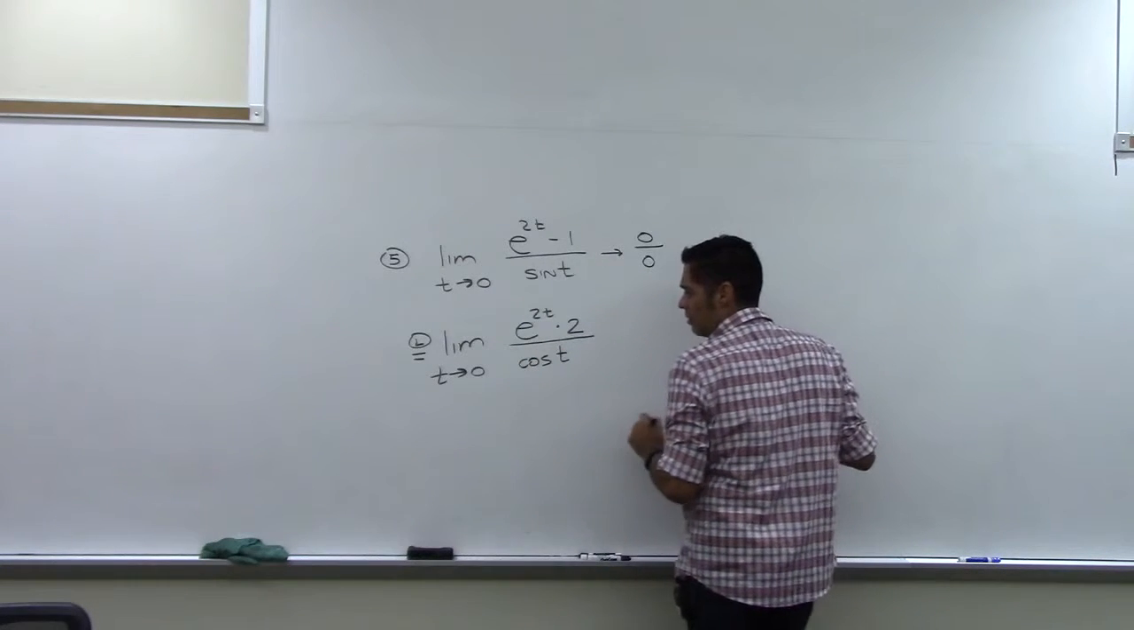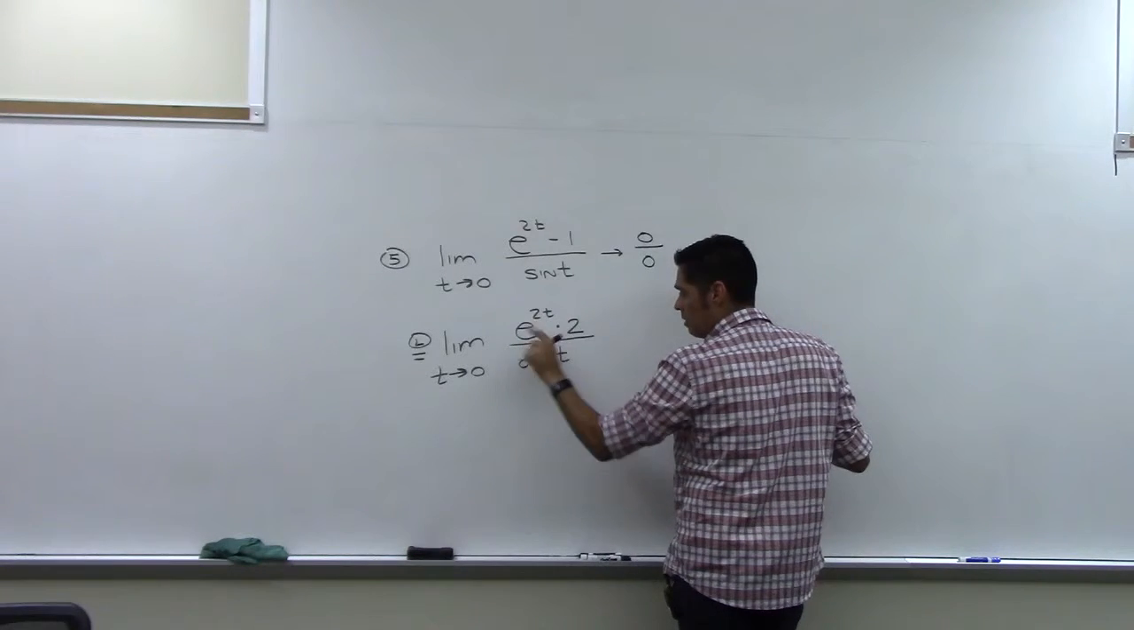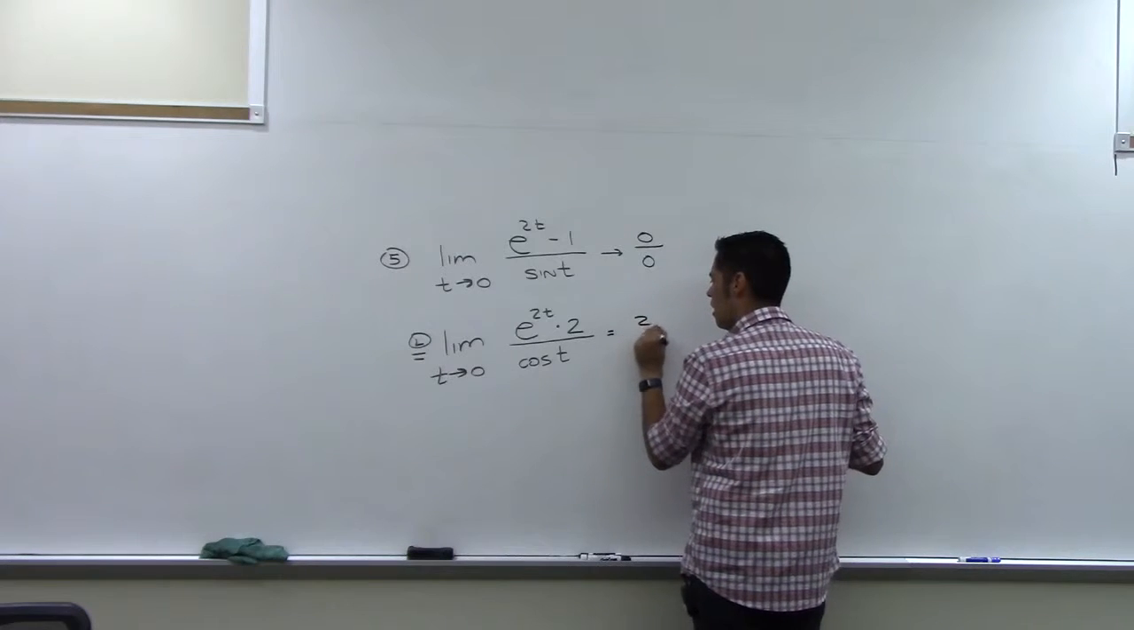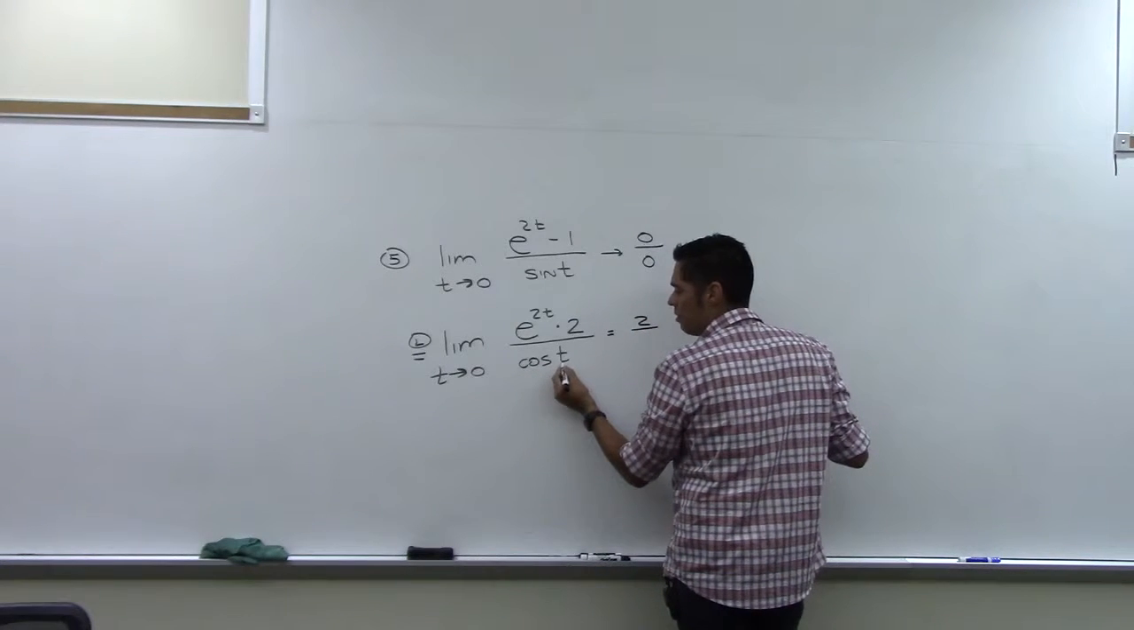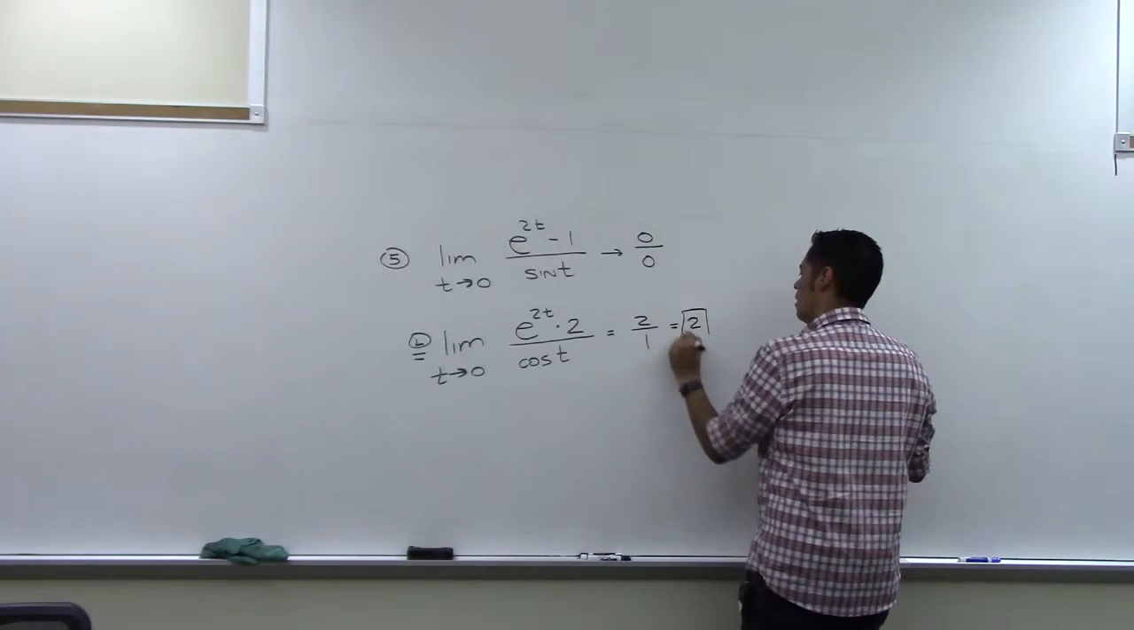Now let's let t go to 0. 2 times 0 is 0. E to the 0 is 1. 1 times 2 is 2. So we have 2 on top. And then cosine of 0 is 1. So we get 2 over 1, which is 2. There it is.